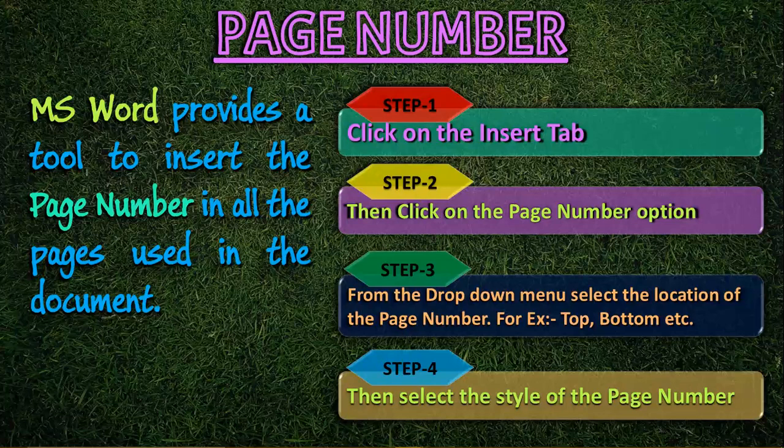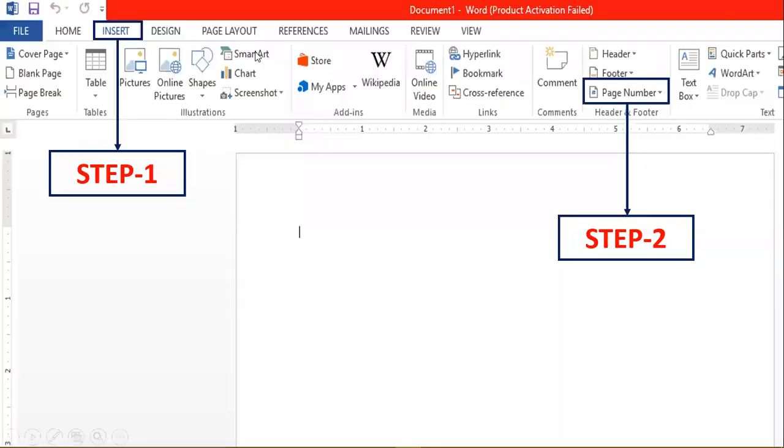So let's see how it works. Let's see the steps once. First, you need to click on the insert tab. Second, click on the page number option in the ribbon of the insert tab.